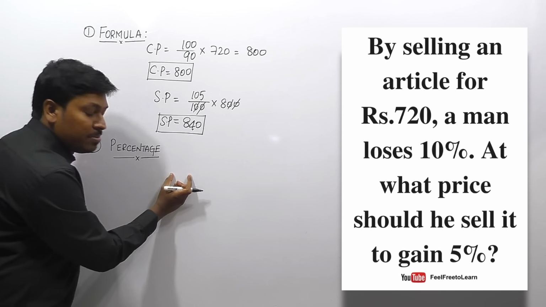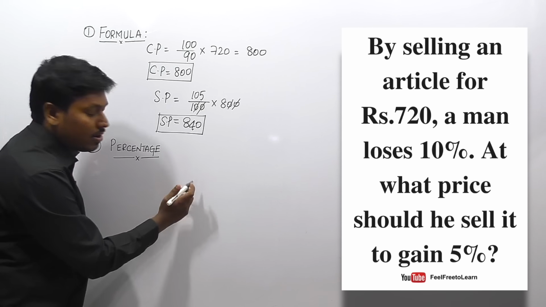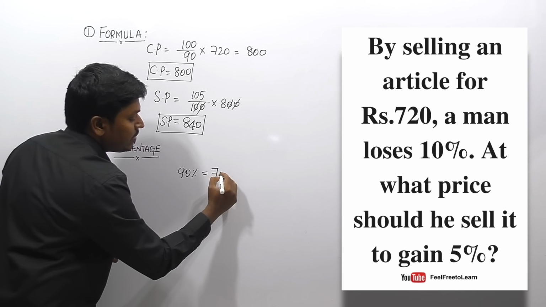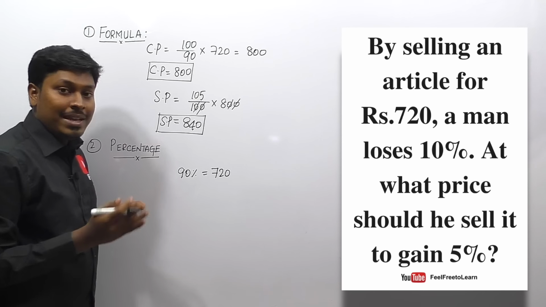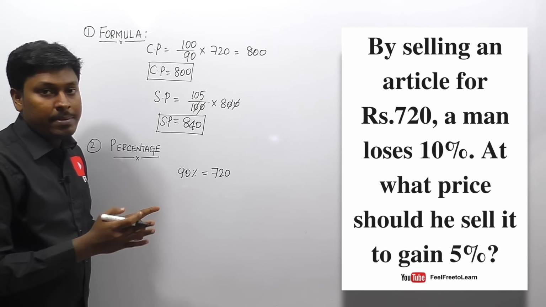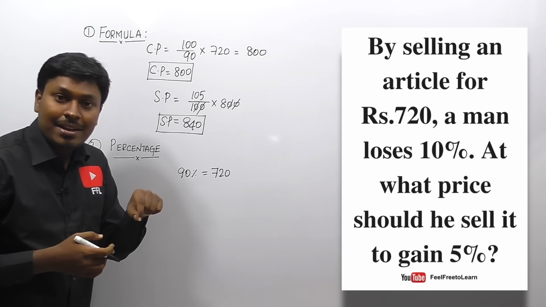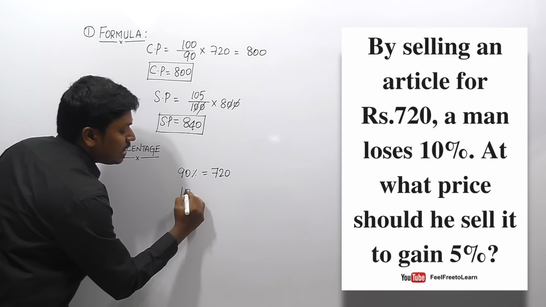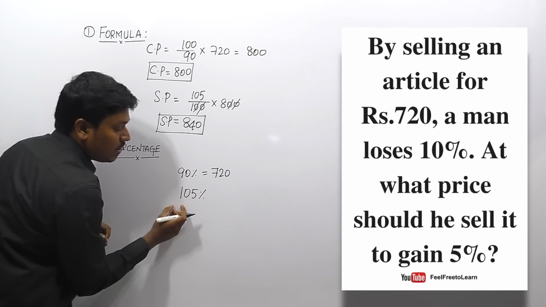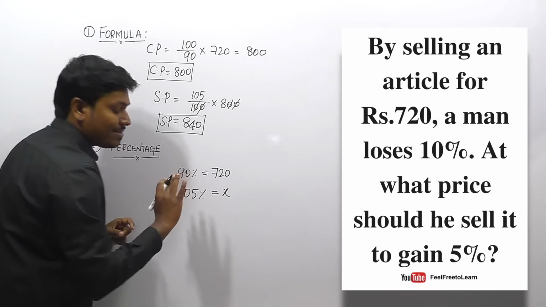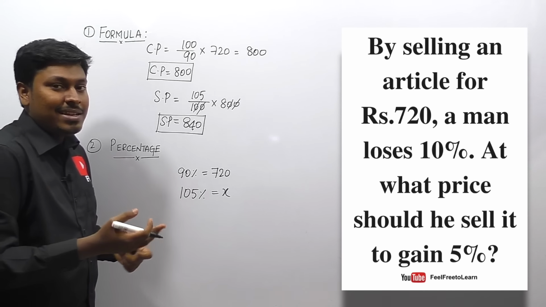So 100% will be the cost price, 10% will be the loss. So we can say that 90% is the price at which he sold an article for 720. Now he decided he needs a gain of 5%. Cost price will be 100%, and a 5% gain can be taken as 105%. So if he needs a gain of 5%, that is cost price plus gain 5%, that is 105% equals x. That's it. If you cross multiply, you can easily get the answer.